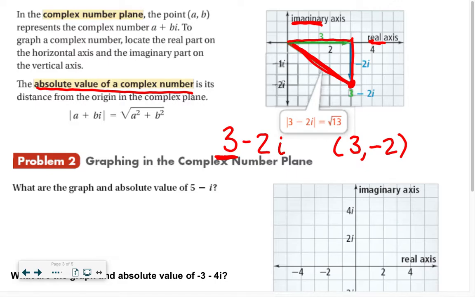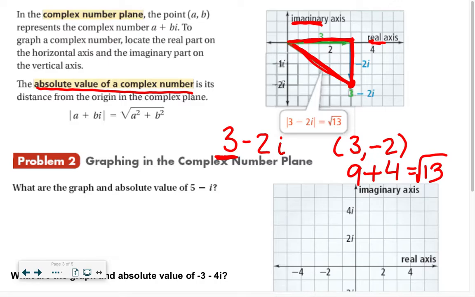A squared plus B squared equals C squared. So if this is 3, what's 3 squared? 3 squared is 9. This is negative 2. What's negative 2 squared? 4. 9 plus 4 is 13. Square root it. That is our absolute value of our complex number.